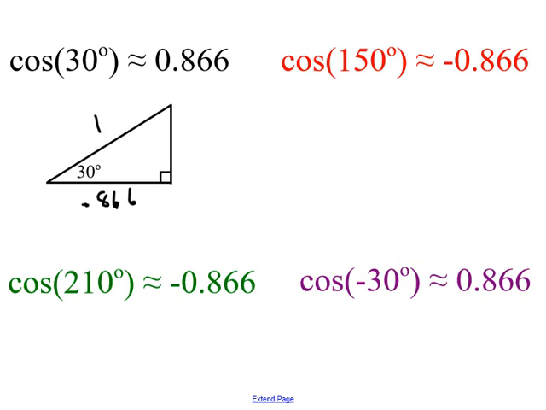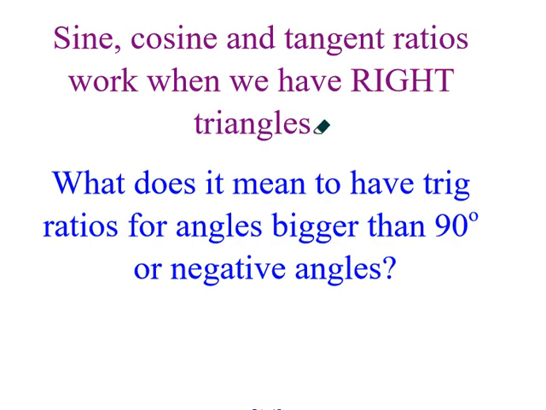But the question was, how do we put an angle of 150 degrees into a right triangle to figure out adjacent and hypotenuse? Can't do 210, can't do negative 30. What do those things mean? So those are the big questions. Our ratios come from right triangles. What does it mean when we have angles bigger than 90 and negative angles?